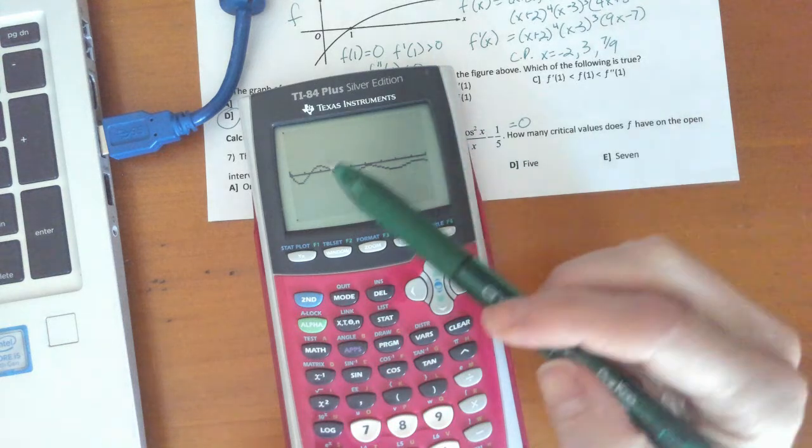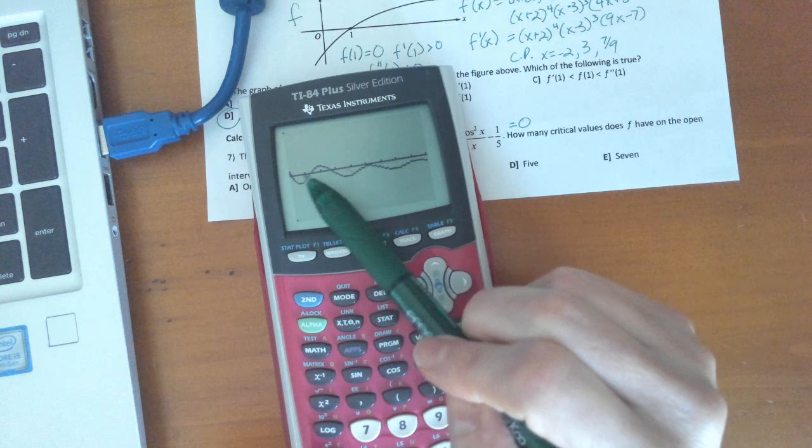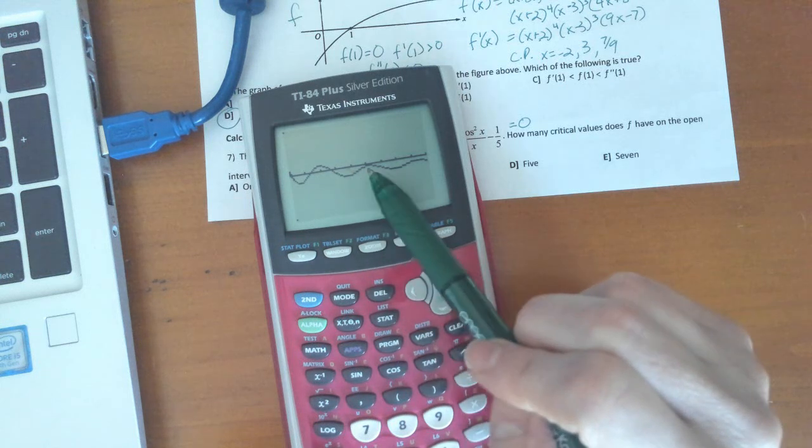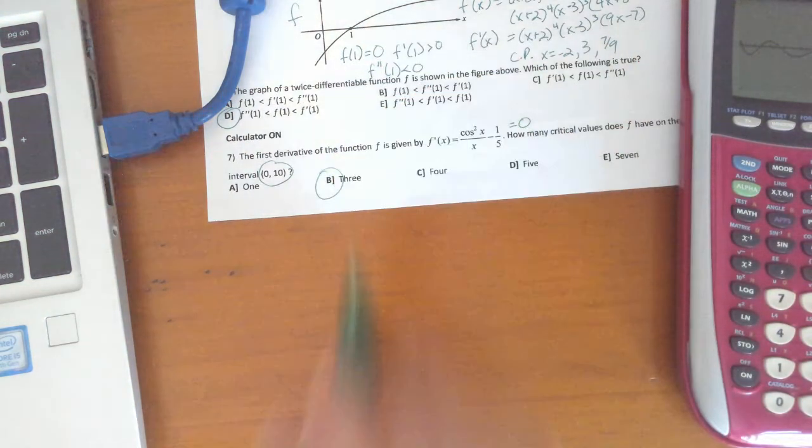So I see it crossing the x-axis or equal to 0 1, 2, 3 times. Here it doesn't quite equal 0, so I see 3 different places. So that would be the answer.